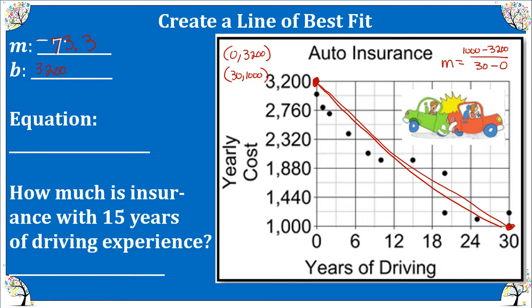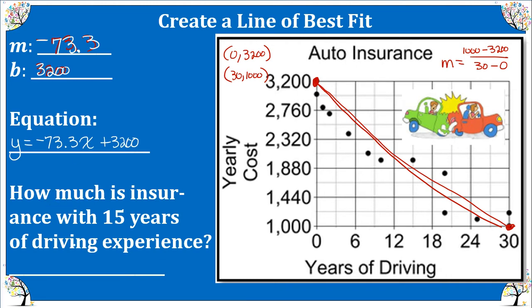So let me just say this one more time. Some of our answers are going to vary. We're just doing an estimate, so just make sure that you have a starting point for your y-intercept, and then you pick 2 points, maybe one at the top of the graph and one at the bottom, and then just find your slope using the slope formula. And now I'm going to put this together: y equals negative 73.3x plus 3,200. So y is the total cost that I have to pay for auto insurance, and x represents years of driving. So the more years I drive, the less I have to pay.